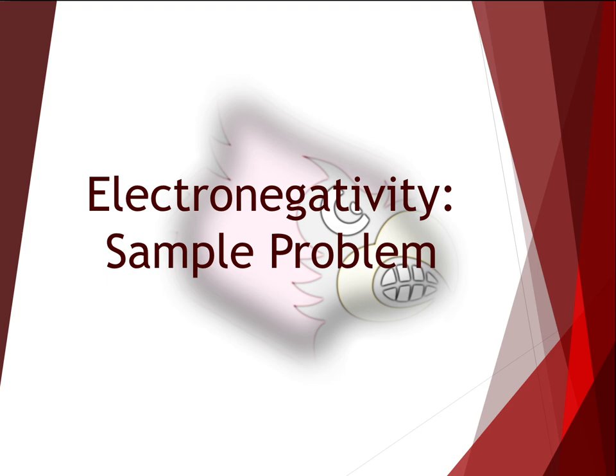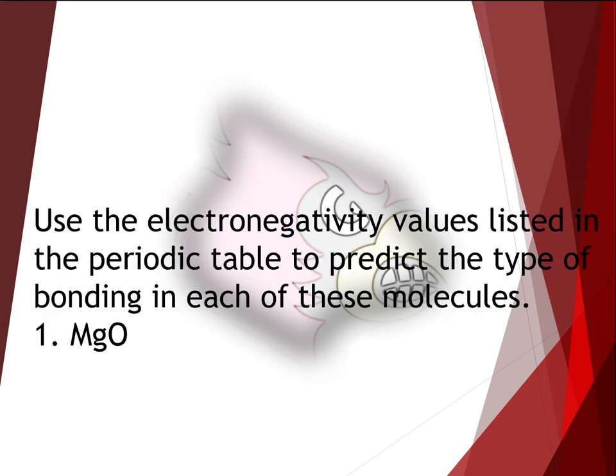A sample problem. Use the electronegativity values listed in the periodic table, again found on page 90 of your notebook, to predict the type of bonding in each of these molecules.